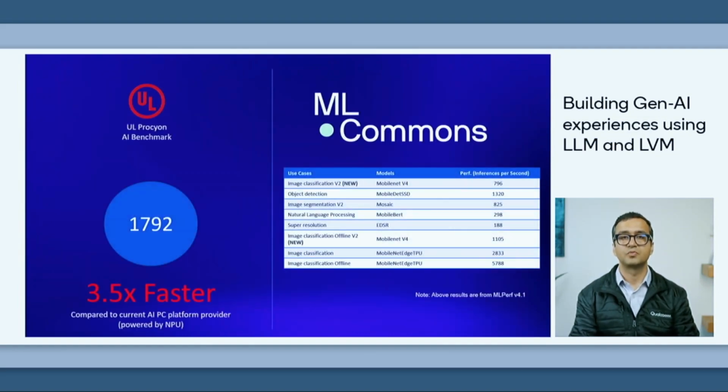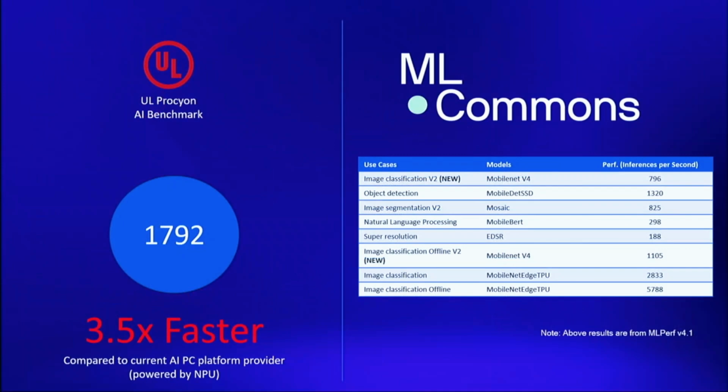Qualcomm contributes towards well-known benchmarking applications like Geekbench and MLCommons. With Snapdragon X platforms, we have achieved 3.5x better performance on Geekbench score as compared to the leading AI PC platform provider. This helps developers design AI applications that can run concurrently and still deliver uncompromised user experience.